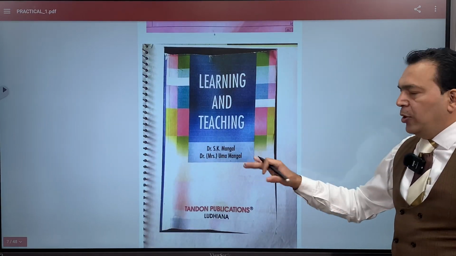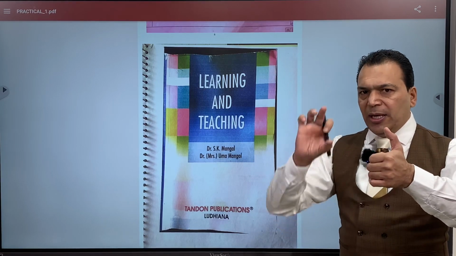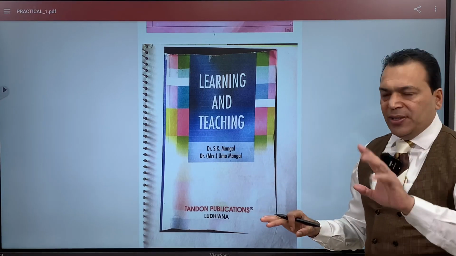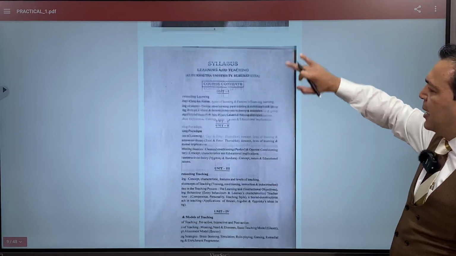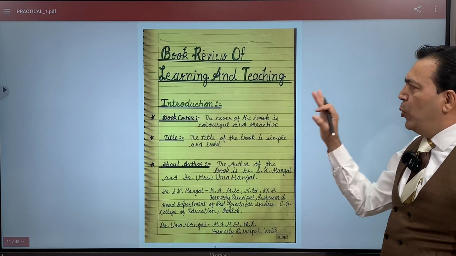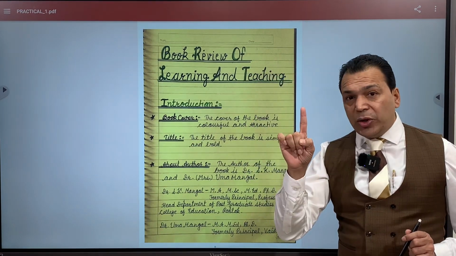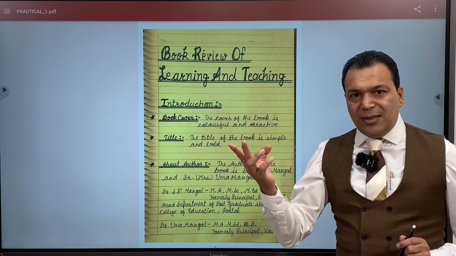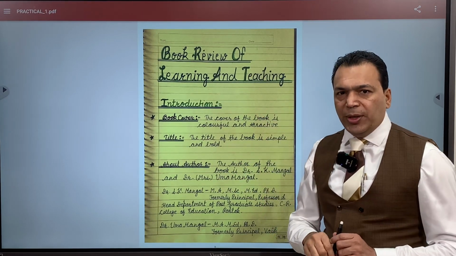Look here, you have to click a pic, and that particular pic you have to paste in your project file, right? At least 3 or 4 pages. This is the cover page, and under it you can see the first page, second page and third page. Then you start the heading, book review of Learning and Teaching. What was the first step? First step was introduction, second was thesis, then third was body, fourth was conclusion, right?